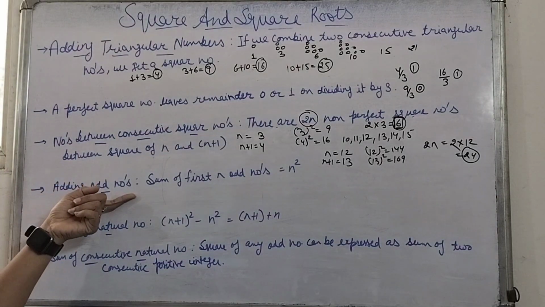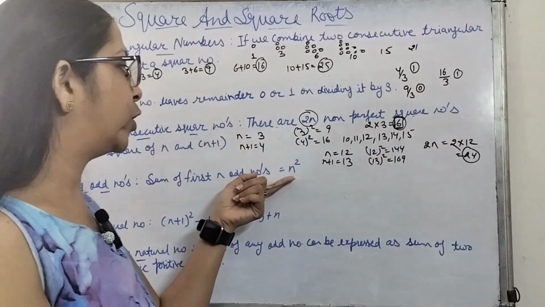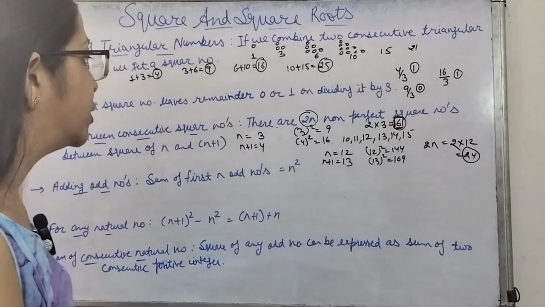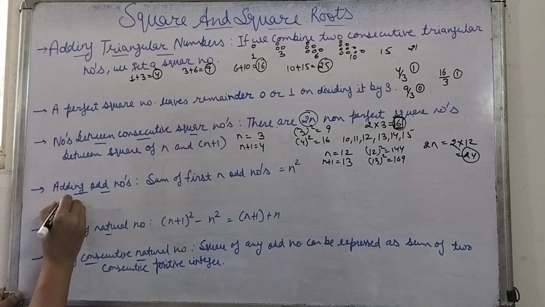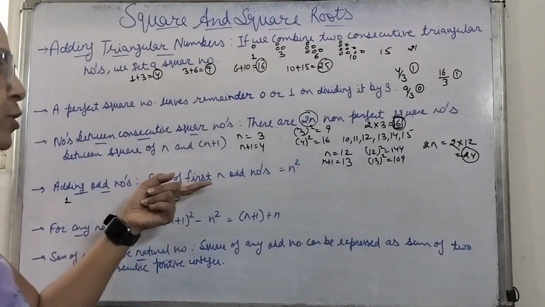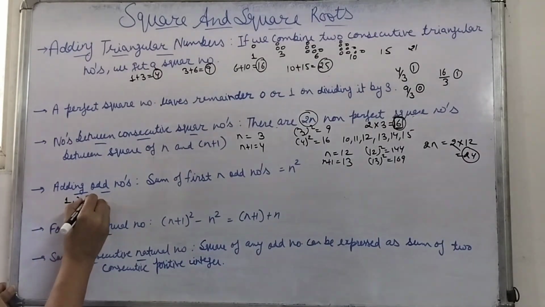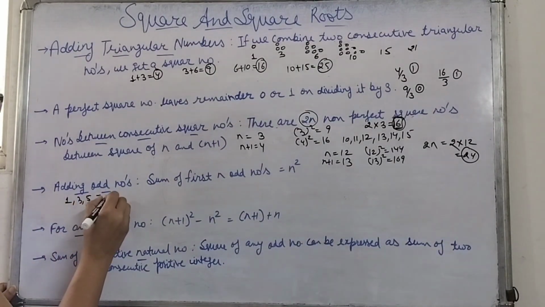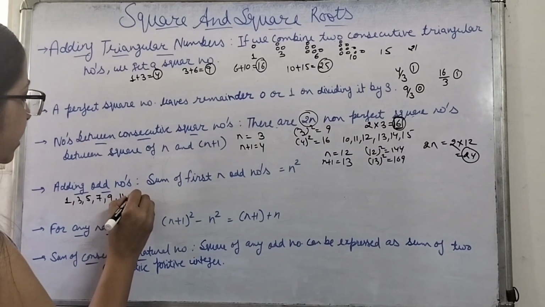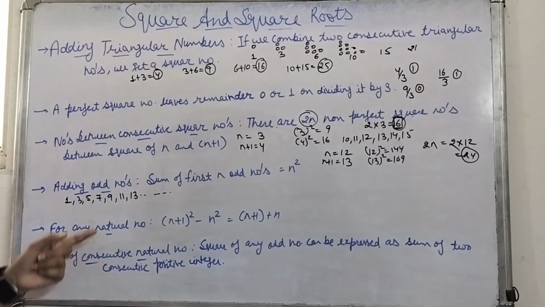Adding odd numbers. The sum of the first n odd numbers is n square. So the first odd number is 1 only, starting with 1. The first odd number is always 1 only. After 1, it is 3, then 5, then 7, then 9, then 11, then 13, like this. These are your odd numbers.